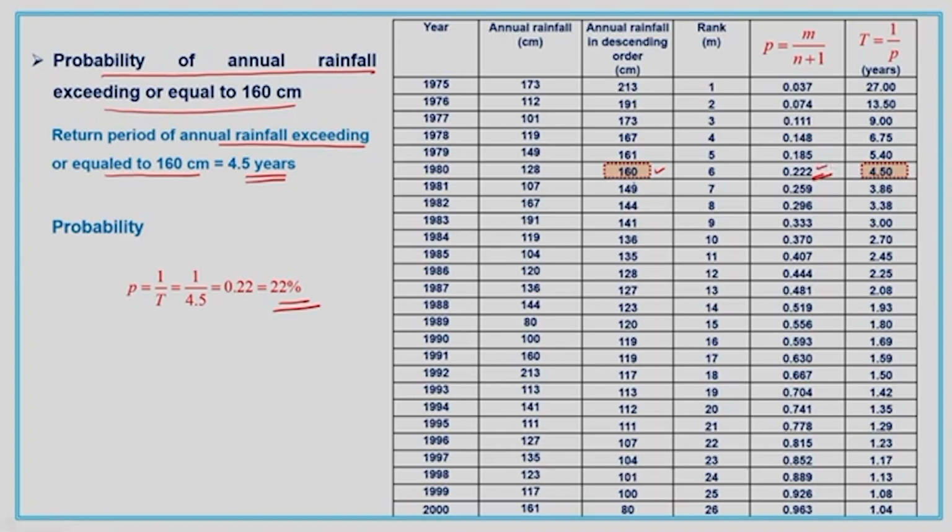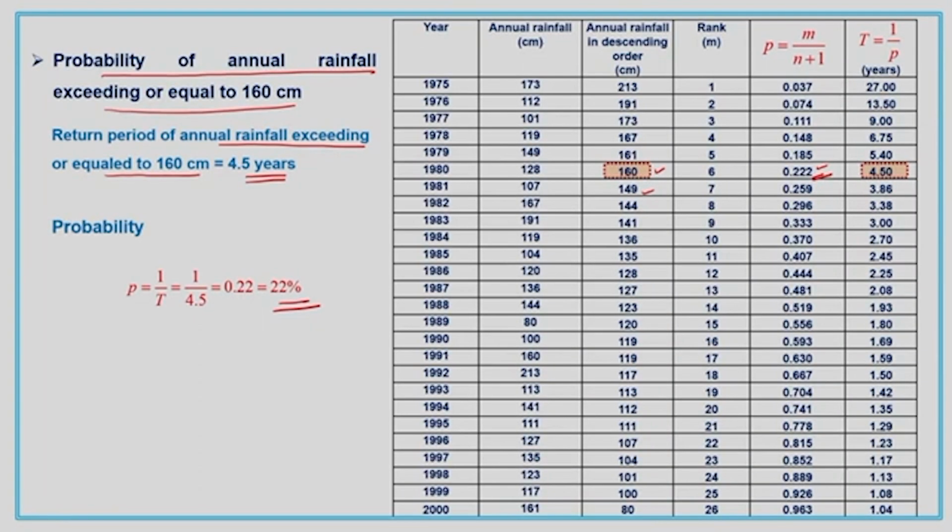But sometimes it may be 155 centimeter, between 149 and 160. So, from this, by interpolation you have to find out the corresponding return period or probability, or by making use of the graph you can find out the return period, and 1 by return period will give you the probability of occurrence of that particular event. So, here it is equal to 160 centimeter, the probability of occurrence of that event is 22%, or the return period corresponding to that is 4.5 years.